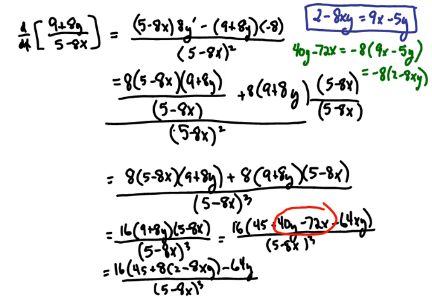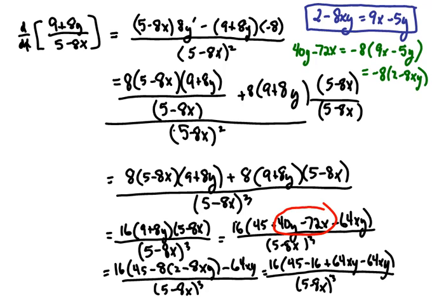Sorry, that plus 8 should be a minus 8. I think that's correct. And what we're going to get when we multiply that middle part out, and sorry, that minus 64y at the end should be minus 64xy. And then you will see that the 64xy's go away. 45 minus 16 is 29, and 16 times 29 leaves you 464. And the final result is 464 over the quantity 5 minus 8x cubed.